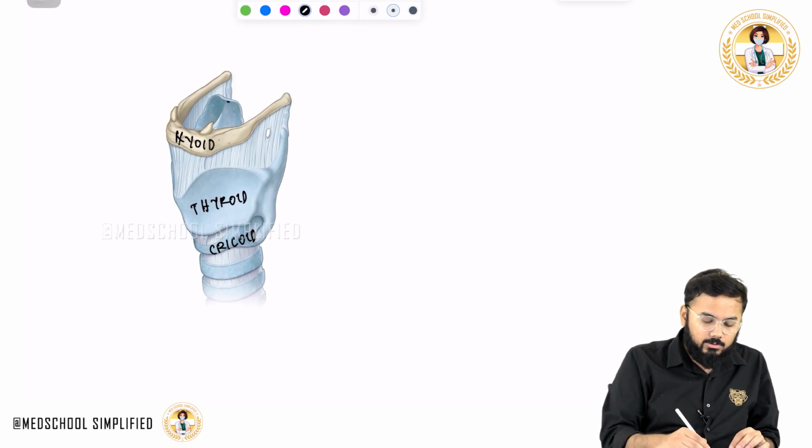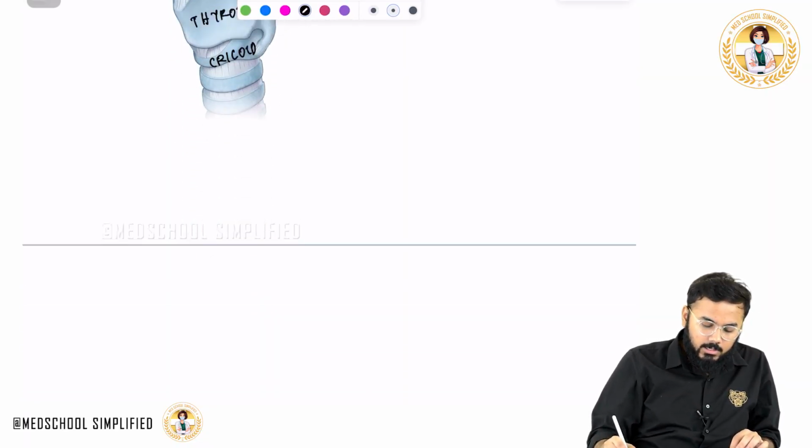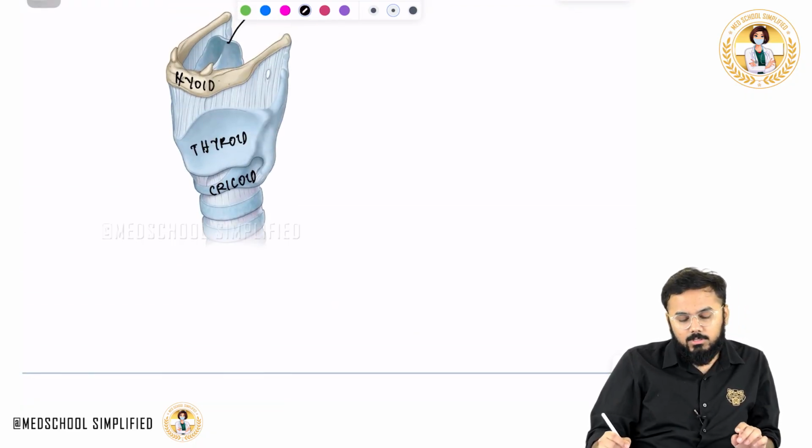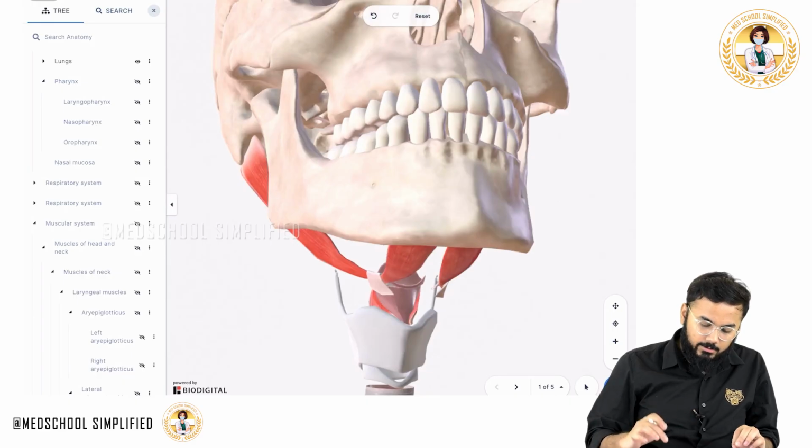And where is the epiglottis? You see this cartilage over here. This is your epiglottis. Clear? I don't think this picture is clear enough to discuss all these cartilages, so let me show you one more important thing.